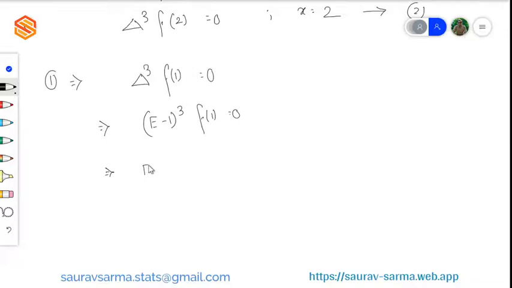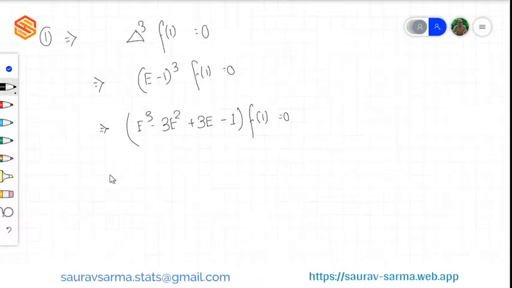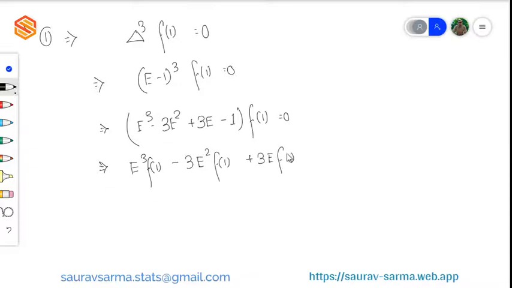This is equal to (a minus b) whole cube, which is E cube minus 3 times E square plus 3 times E minus 1, into f of 1 is equal to 0. Which is equal to E cube f of 1 minus 3 E square f of 1 plus 3 E f of 1 minus f of 1 is equal to 0.